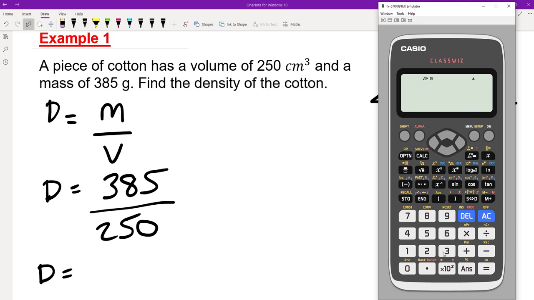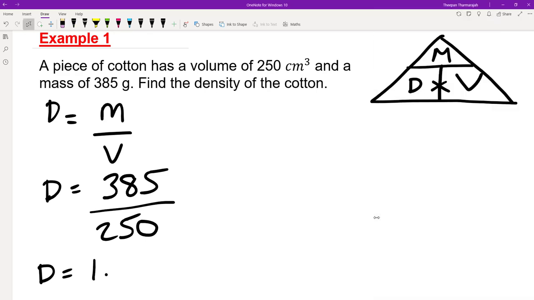Type into our calculator, 385 divided by 250, 1.54. Grams per centimeter cubed.